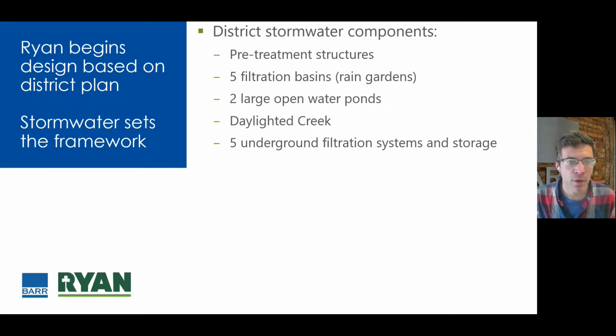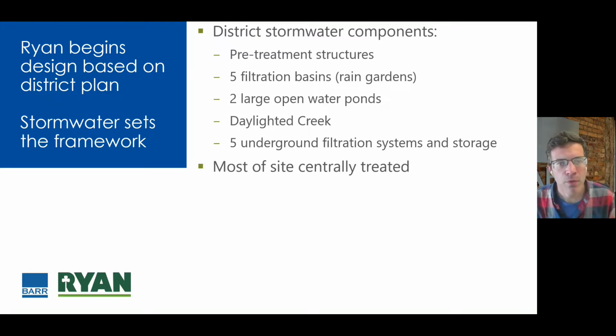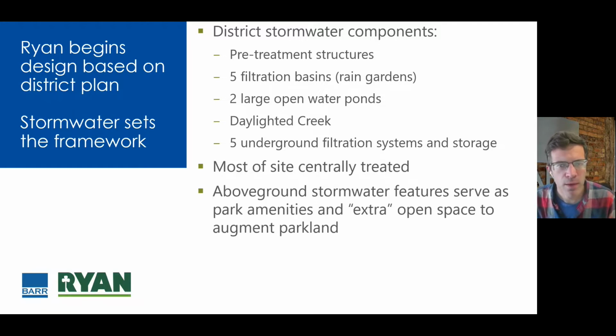So we did end up installing a good amount of underground infrastructure that probably has a little bit more of an embodied energy and carbon footprint than what we had previously studied. So it's kind of a hybrid approach. But almost the entire site is centrally treated, with some treatment happening in a smaller district system in the northwest part of the site.